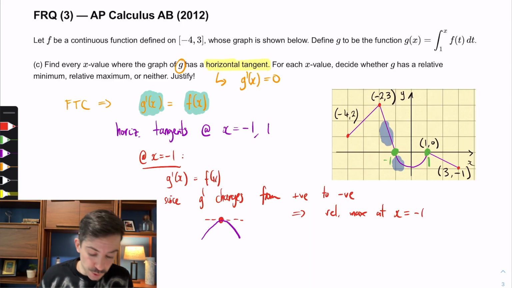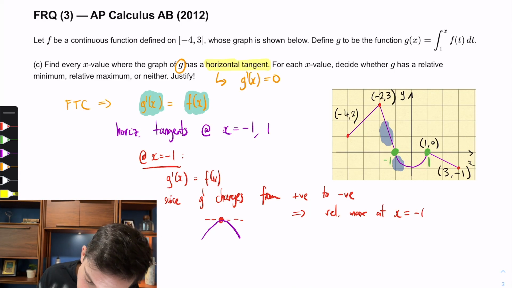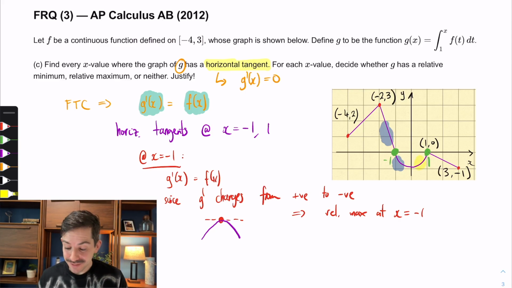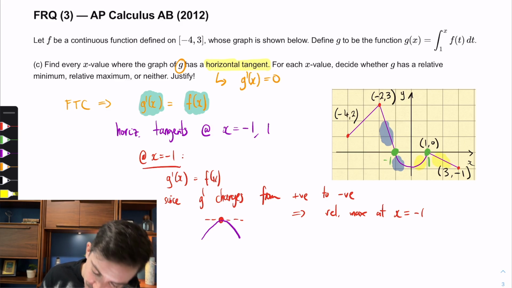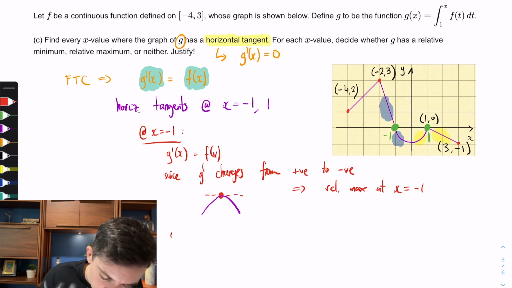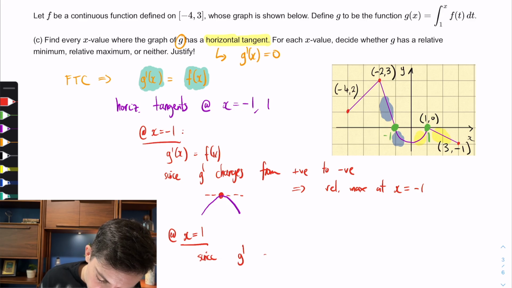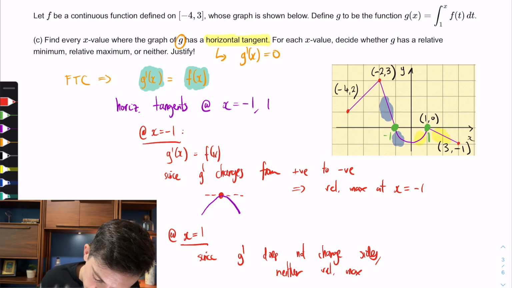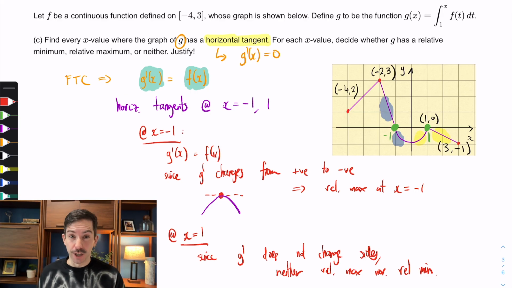What about at x equals +1? Well, there, g prime, f, starts off negative, but then it remains negative on the other side of x equals 1. So that means that at x equals +1, because g prime does not change sides, neither a relative max nor a relative min occurs there.